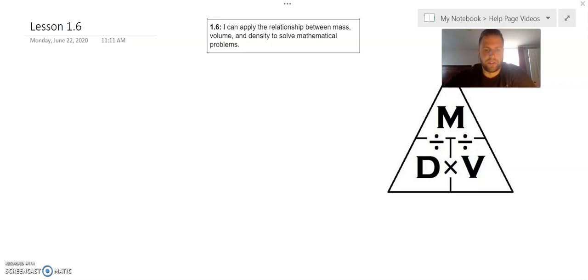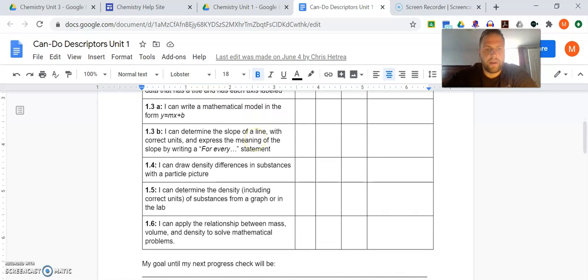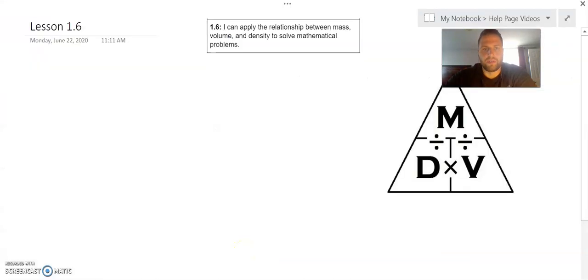Today we'll be talking about Skill 1.6. If we look at 1.6, here's what it says: I can apply the relationship between mass, volume, and density to solve mathematical problems. So let's toggle back to our screen and get started.